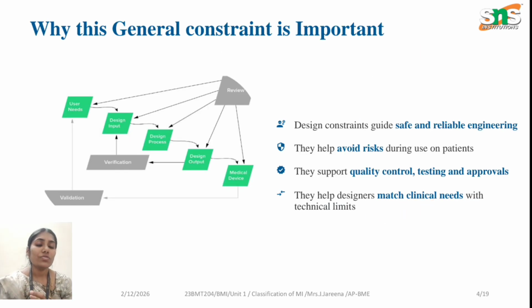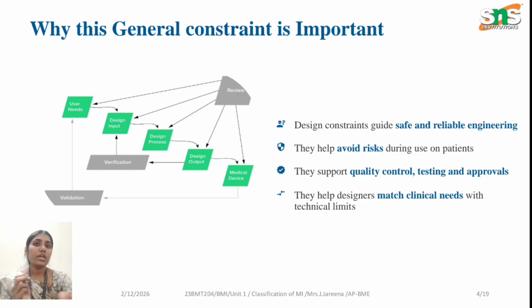So why are these constraints so important? As I said before, these are medical devices, and without any compromise in their functionality, they have to work. So we have to design them in such a way as to give very accurate results and reliable performance, so that it helps to avoid risk when used on patients, and is also well suited for regulatory compliance and safety standard compliance. Thereby these medical devices can be used on patients in a proper way.